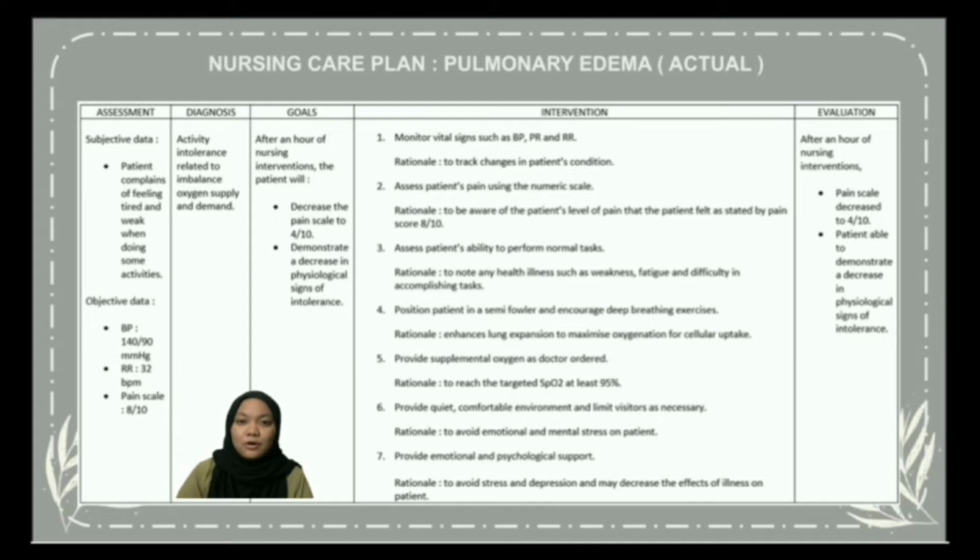Number 7. Provide emotional and psychological support. Rationale: to avoid stress and depression and may decrease the effect of illness on the patient. Evaluation. After an hour of nursing intervention, pain scale decreased to 4/10. Number 2. Patient is able to demonstrate a decrease in physiological signs of intolerance.